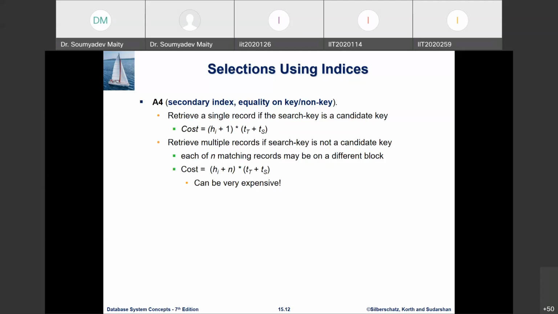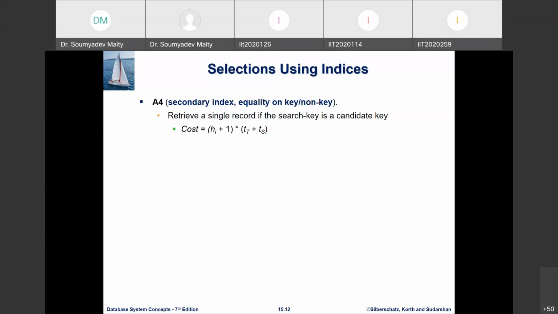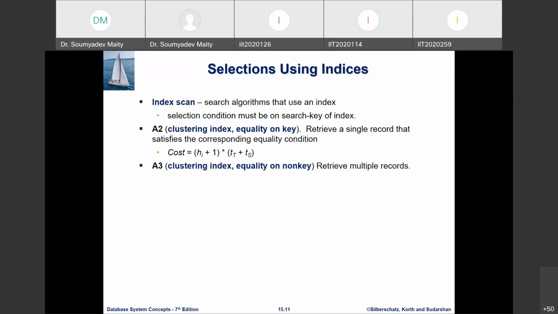One more Tt plus Ts. You have to transfer that block and seek the arm before reading the block, which is exactly same as the cost of A2 here, as you can see. So whether we have a primary index or secondary index, when you have to check the equality condition on a key attribute, the cost is same.